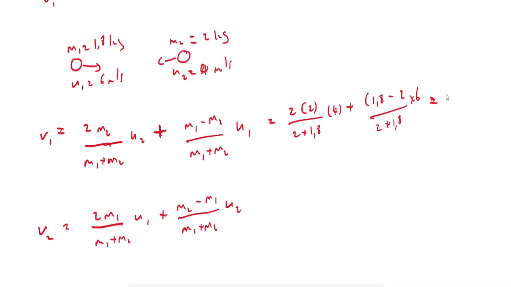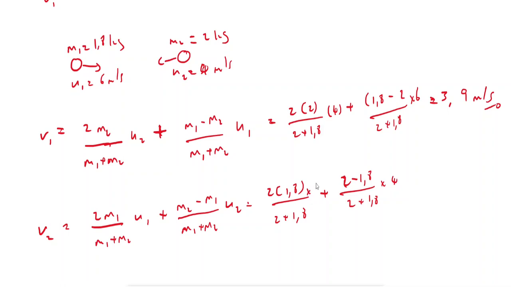So this one is going to be 3.9 meters per second, and then V2 is equal to 2 times the first one, 1.8, divided by 2 plus 1.8, plus 2 minus 1.8 divided by 2 plus 1.8. You're going to multiply this with U2, which is 4, and this with 6. So what is that? That's going to be equal to, okay, so this one is just going to be 5.8.